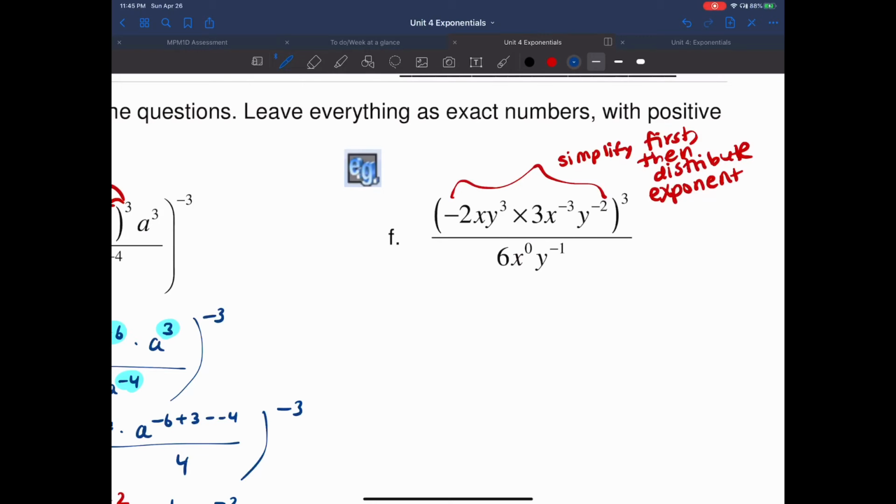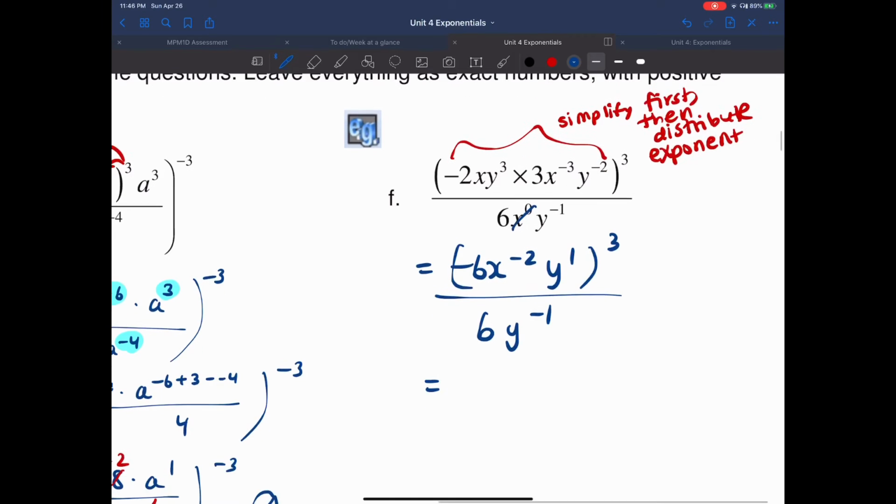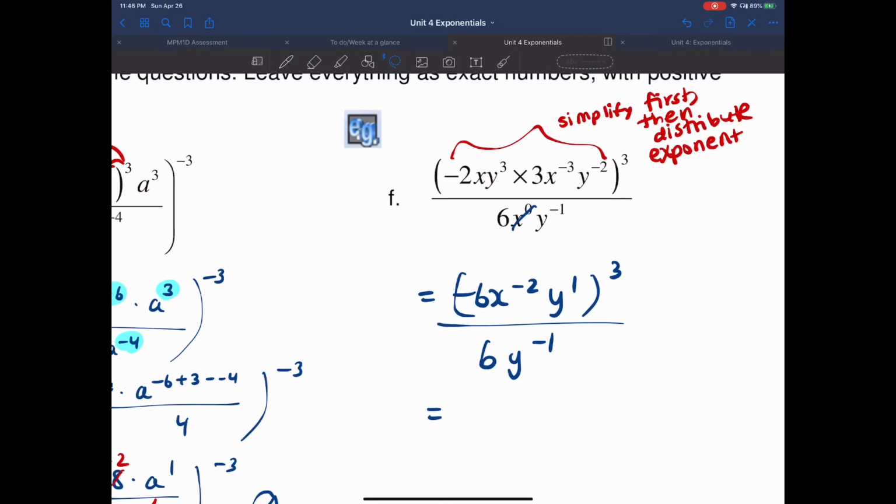Okay, so I have -2 times 3 is -6. x^1 plus -3 is x to the -2. y^3 plus -2 is y^1. That's all over, with brackets, 3 divided by 6. x^0 is equal to 1, so that is kind of gone. And I have y to the -1. So my next step is to make sure that I distribute that 3 into each exponent part within the numerator.